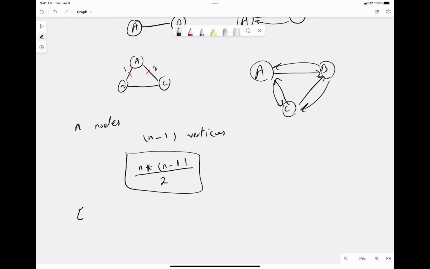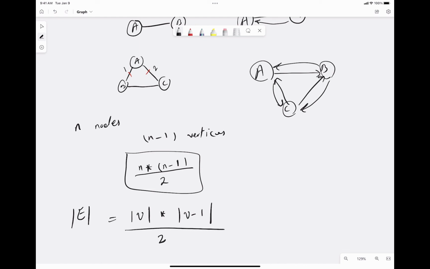So the size of the edges, and that's how we are showing that, is equal to n, and again we can show n by V. So this is V times V minus 1 divided by 2 for the undirected graph.